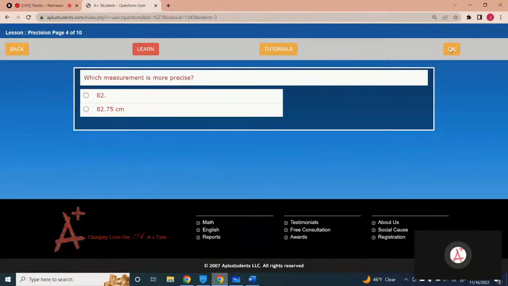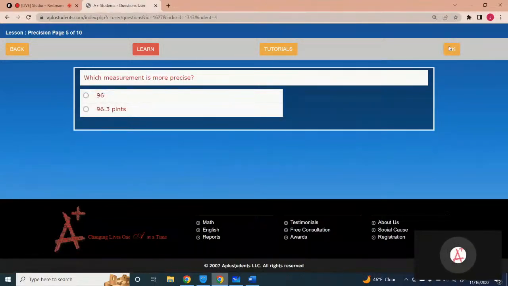Okay, which measurement is more precise, 82 or 82.75? It would be, very good. It would be 82.75 because it is measured to the hundredths of a number. So it is smaller than the 82. So it is more precise. Just select the correct option and then click on the OK button.